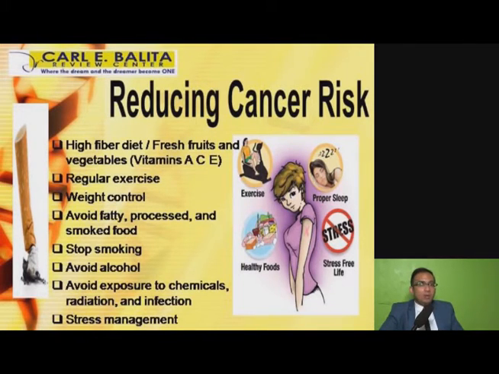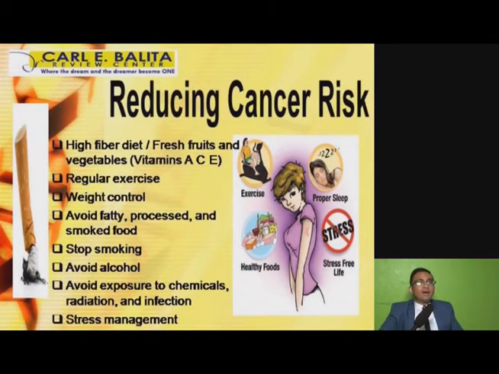Ibig sabihin, anong ginagawa ng natural killer cells? It engulfs, it causes phagocytosis of what? Of your malignant cells. So therefore, when we have exercise, regular aerobic exercise can boost the natural killer cells, thus reducing the cancer risk. Alright, next one, third, weight control, losing the weight.